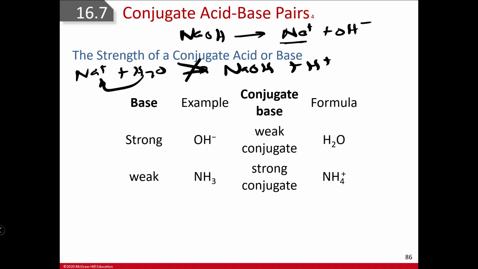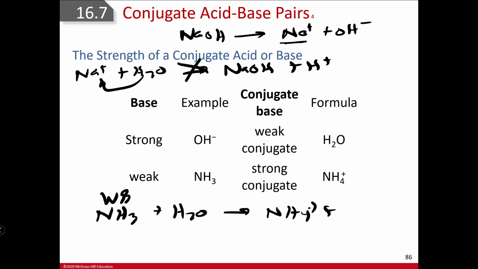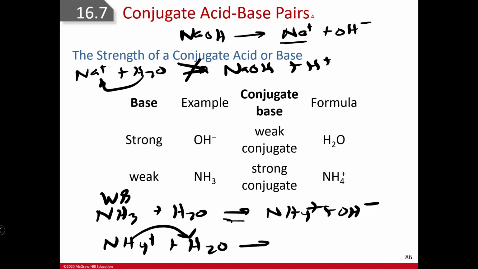So ammonia is a weak base. If I add it to water, it's going to accept the hydrogen ion, and we're going to get the ammonium ion plus the hydroxide ion. This reaction is reversible. So if I take the ammonium ion and I add that to water, it is going to donate. All right, so the conjugate acid of ammonia is the ammonium ion.